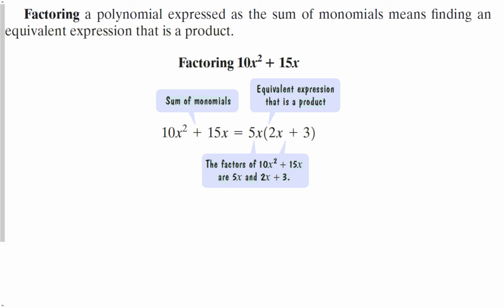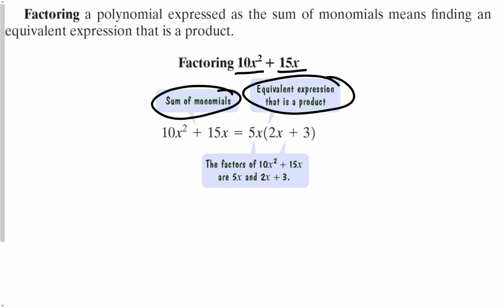Okay, so factoring a polynomial expressed as the sum of monomials means finding an equivalent expression that is a product. So here is a polynomial that is the sum of two monomials, right? We have 10x squared and 15x. What we can do is change the sum of the monomials into an equivalent expression that is a product by factoring out the 5x. We'll get back into more depth with what we're actually doing here, but we're basically dividing out the 5x and making this a product.